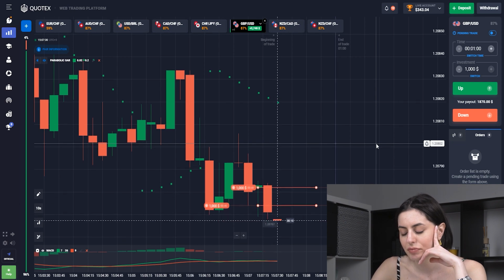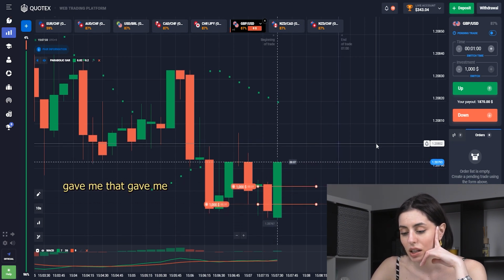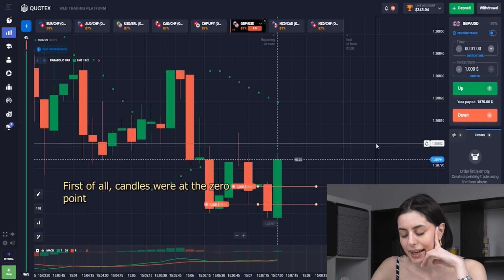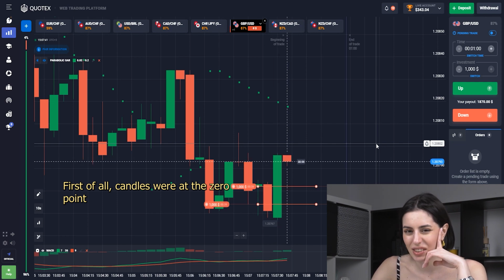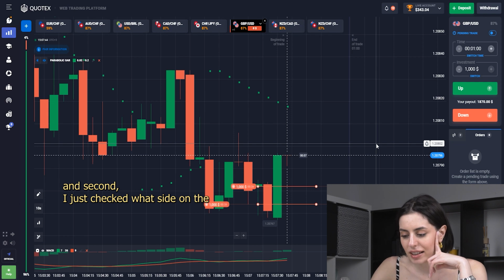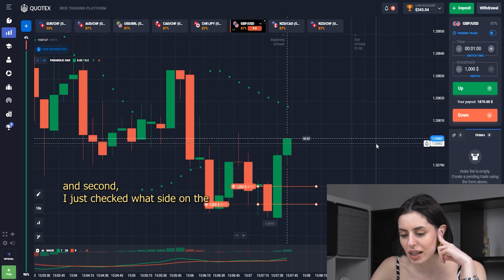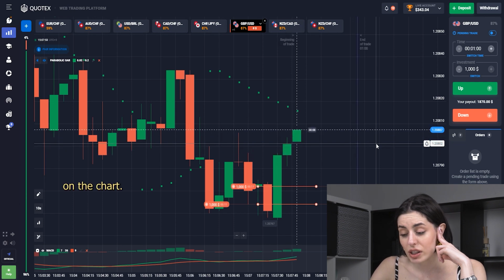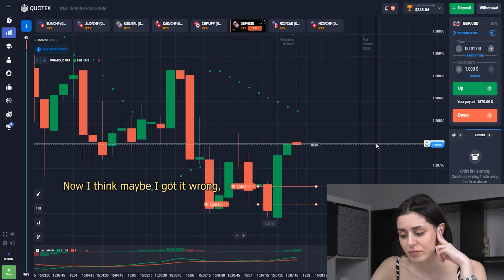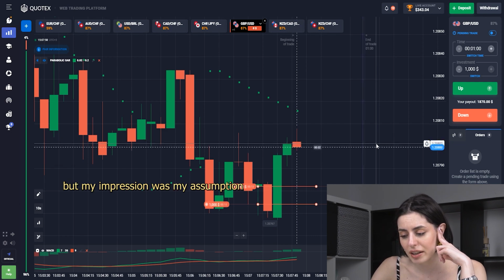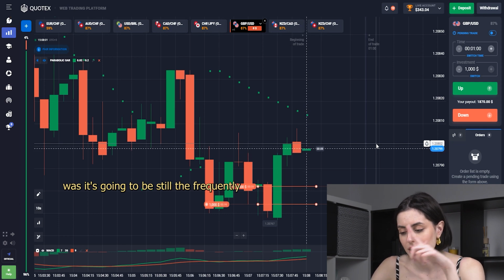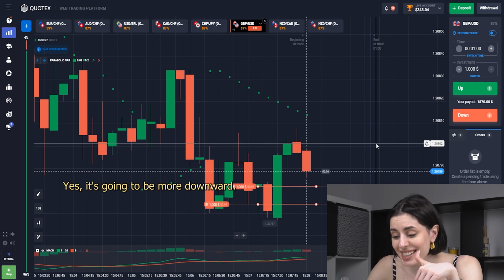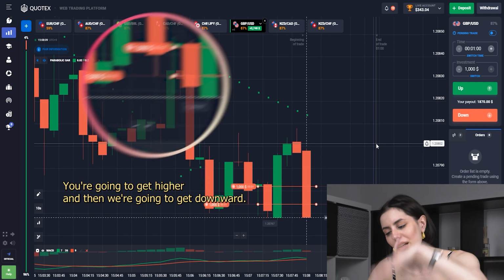What actually gave me the thought that we're going to get downward? First of all, candles were at the 0 point. And second, I just checked what that is on the chart, because now I think maybe I got it wrong. But my assumption was it's still going to be frequently changing, and the end of this trade is going to be more downward. You're going to get higher and then we're going to get downward.